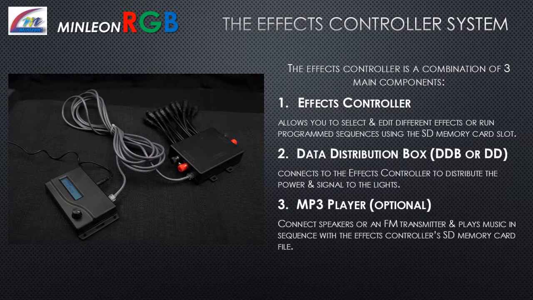The effects controller system is a combination of 3 main components. 1. The effects controller allows you to select and edit different effects or run program sequences using the SD memory card slot. 2. The data distribution box, DDB or DD, connects to the effects controller to distribute the power and signal to the lights. 3. The MP3 player, which is optional, connects speakers or an FM transmitter and plays music in sequence with the effects controller's SD memory card file.